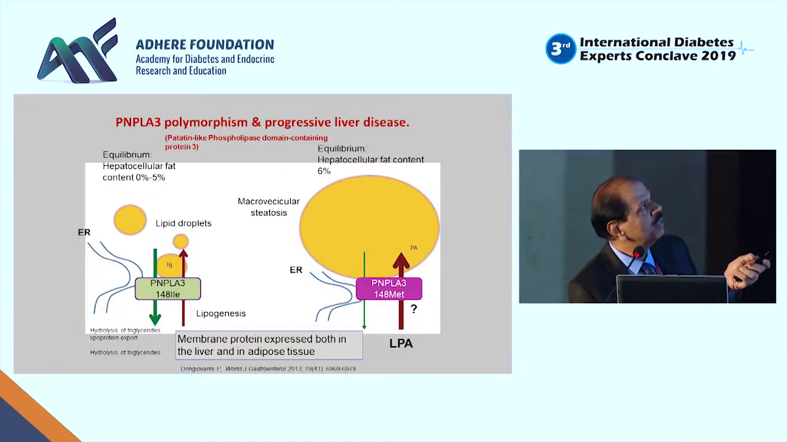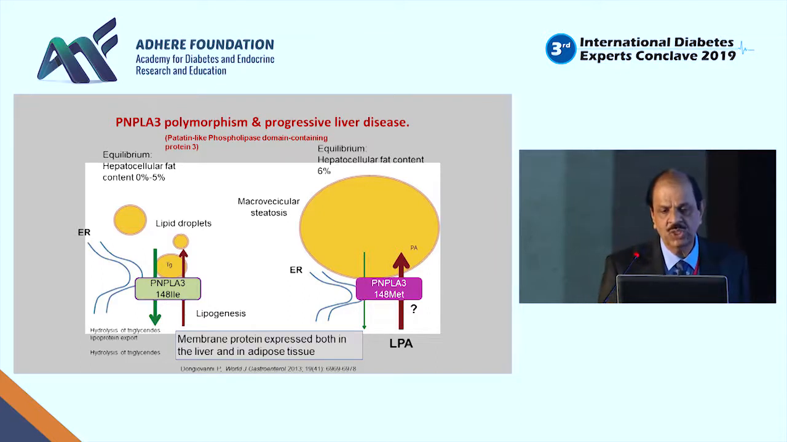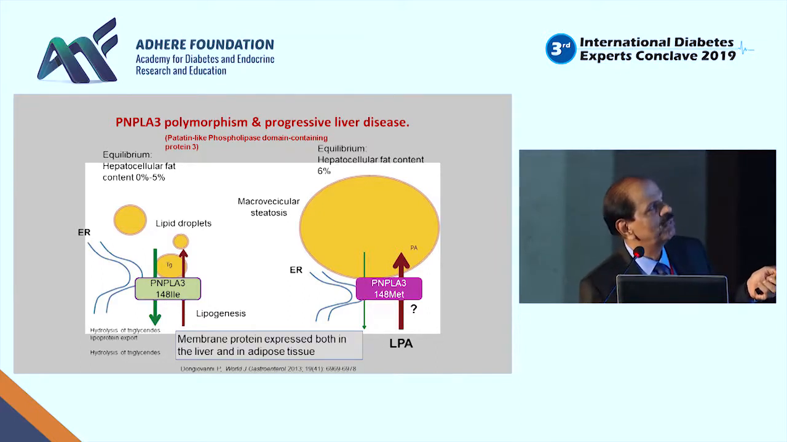And there's one more substance called PNPLA3. This is a gene polymorphism, and this polymorphism is also supposed to cause accumulation of fat in the liver. This is the normal polymorphism.